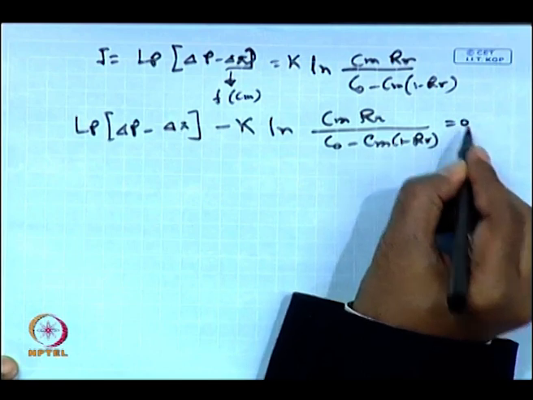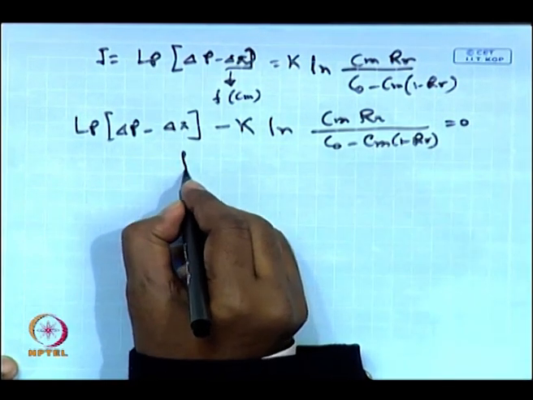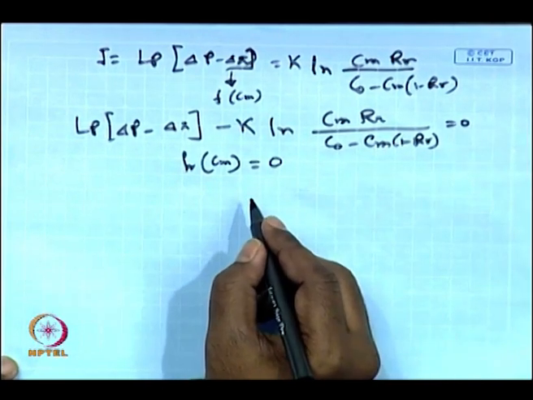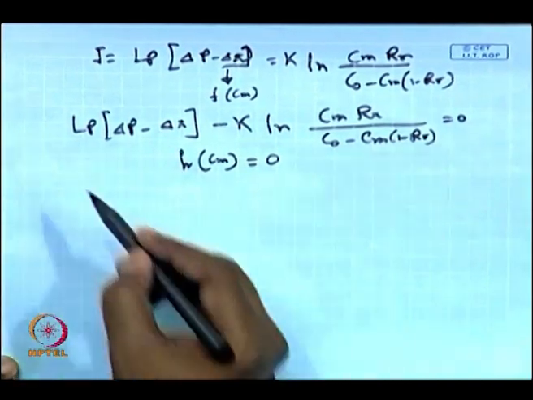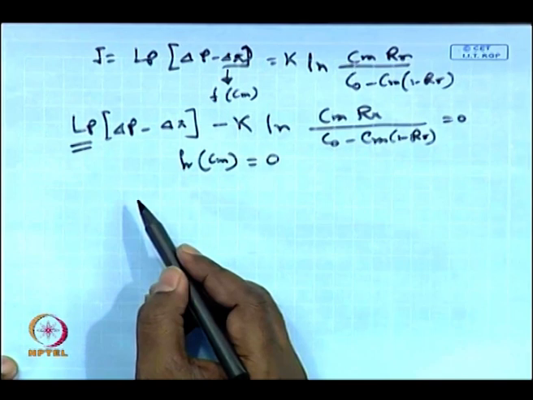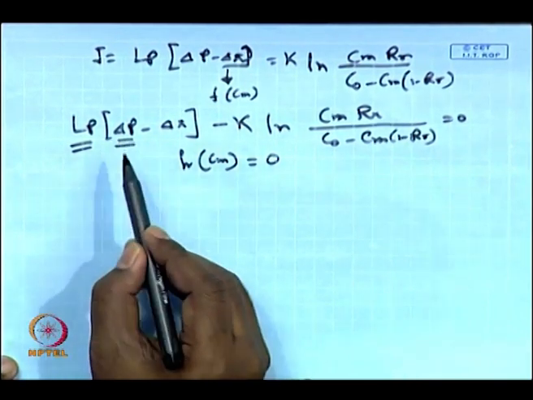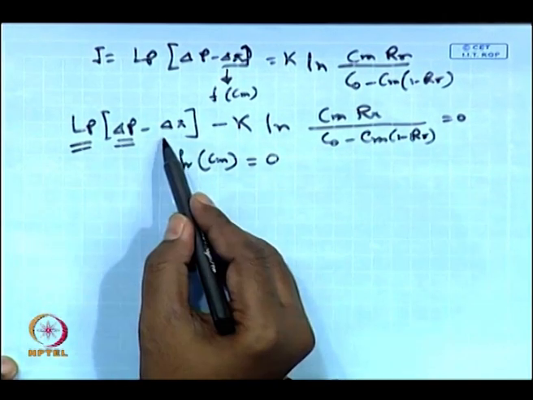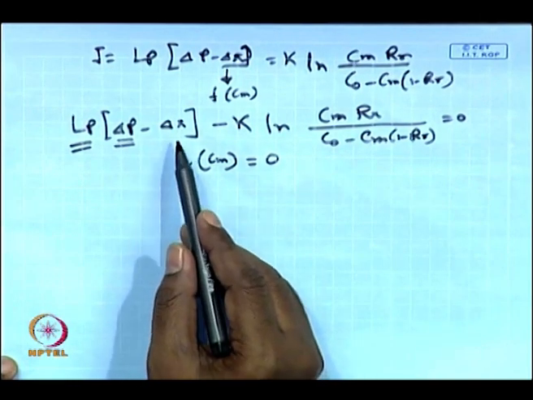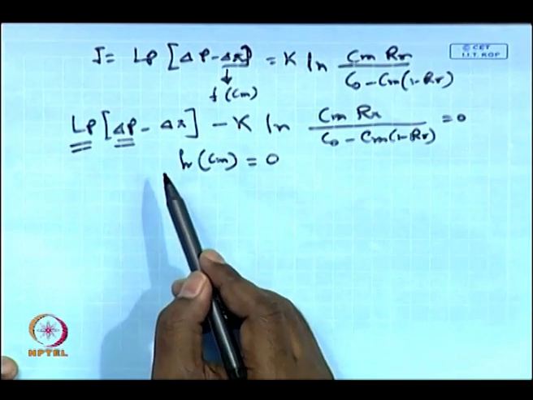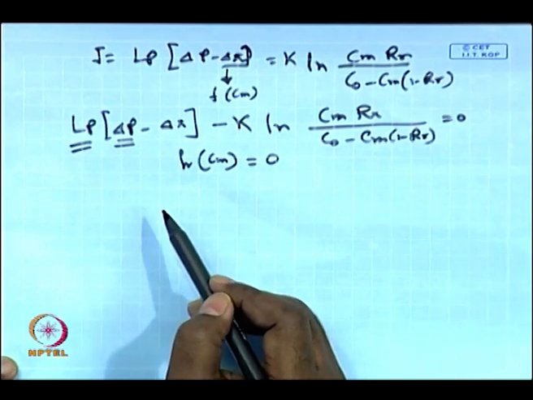So, this equation is nothing but some nonlinear algebraic equation in terms of Cm, because membrane permeability is known to you. You can find out from a separate set of experiment. Delta p is the operating pressure that is known to you. In the expression of delta pi, we have coefficients of osmotic pressure, those are known to you, and value of real retention that can be estimated from a separate set of experiment that we have discussed earlier.